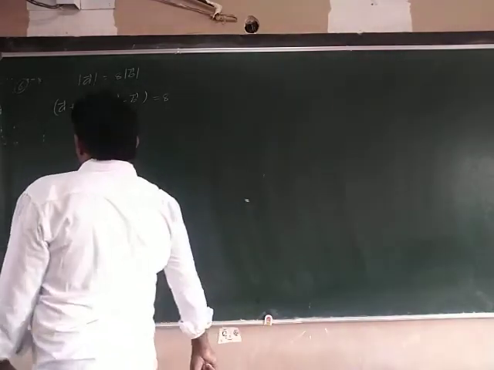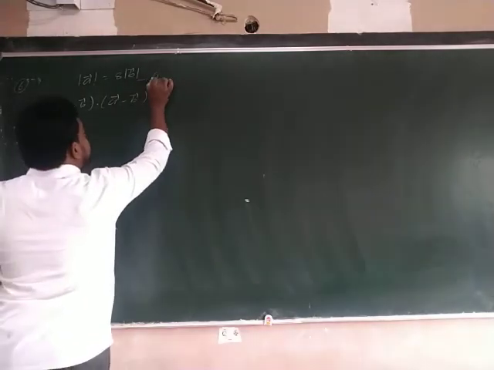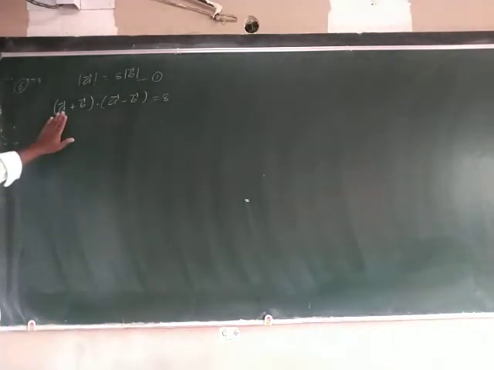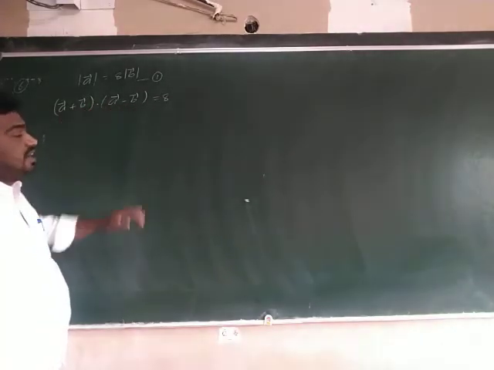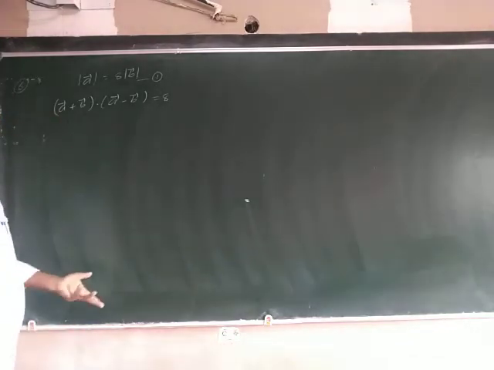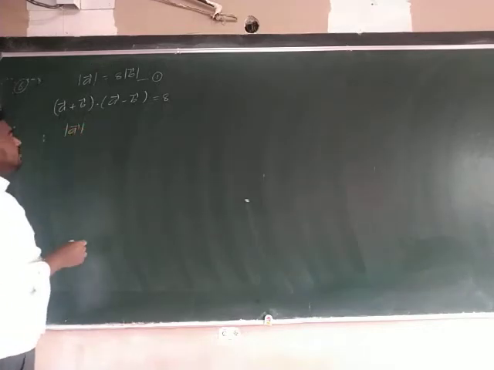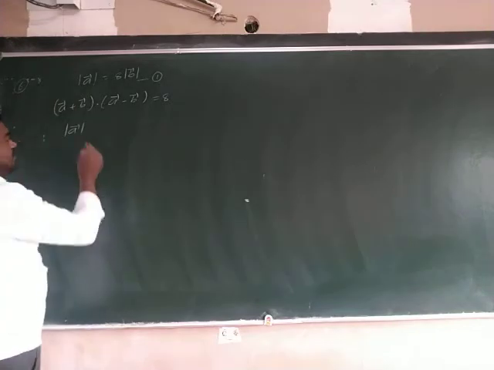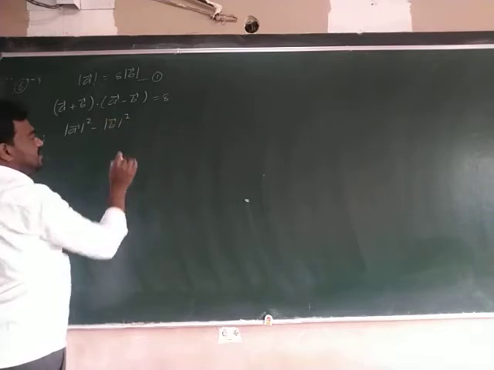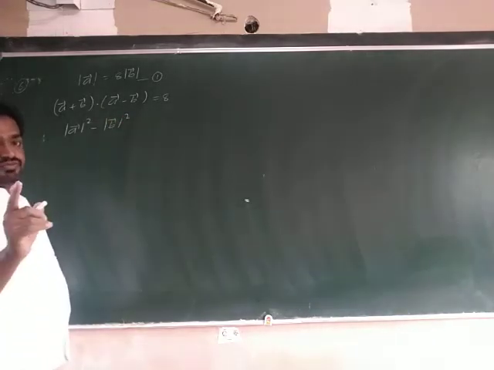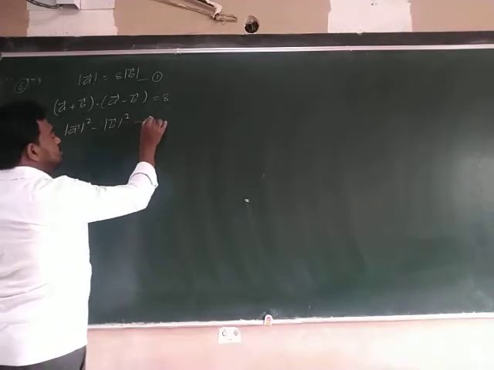See, this is the given condition. You take this as equation number 1. Here you see vector A plus B dot vector A minus B is equal to 8. It is in the form of A plus B into A minus B, so A square minus B square. A square is nothing but A dot A, which is the magnitude of A square, minus B dot B, which is the magnitude of B square. So this is equal to 8.